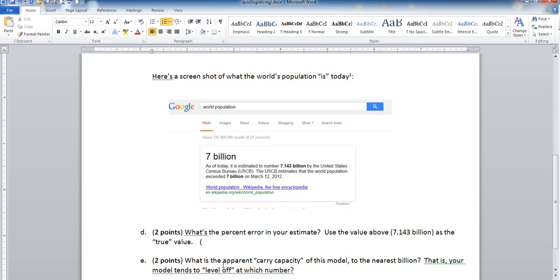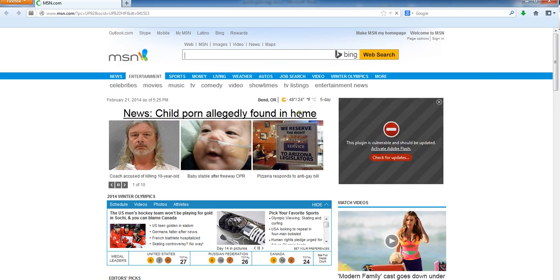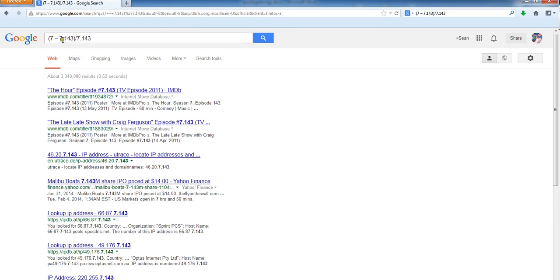Well, the percent error would be the estimated value we got minus the true value, 7.143, divided by that 7.143. And to get you an estimate of that value, I'll fire up a Firefox window, and we'll just let Google figure it out. And it doesn't like that. Too many spaces. It doesn't like that either.